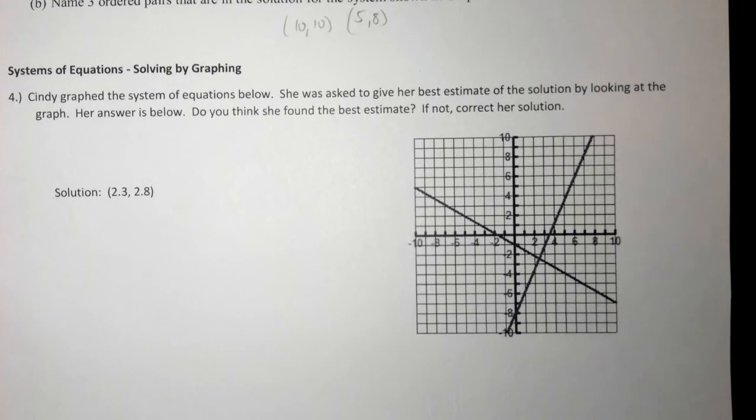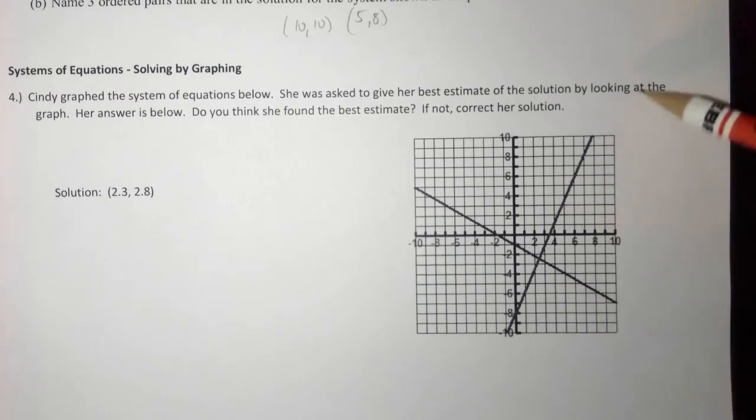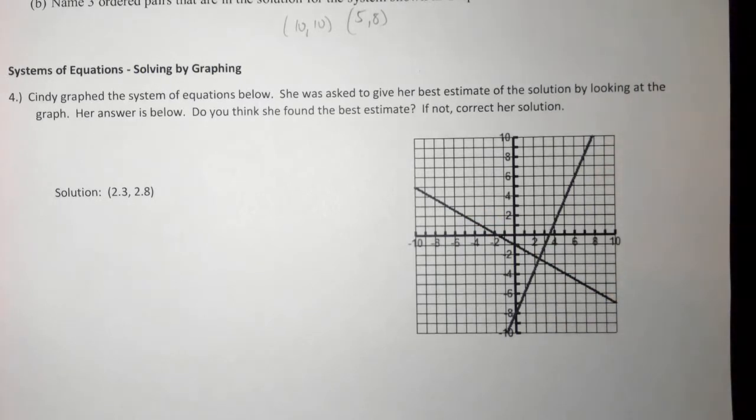All right, number 4 says, Cindy graphed the system of equations below. She was asked to give her best estimate of the solutions by looking at the graph. Her answer is below. Do you think she found the best estimate? If not, correct her solution. This one brings us back to what people in class today were saying: there's no equation, there's no shading, how am I supposed to know where the solution is?